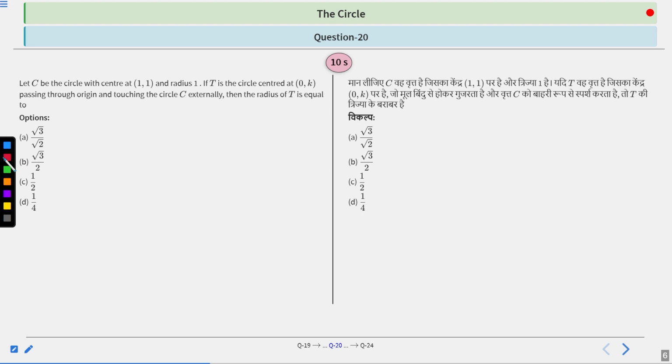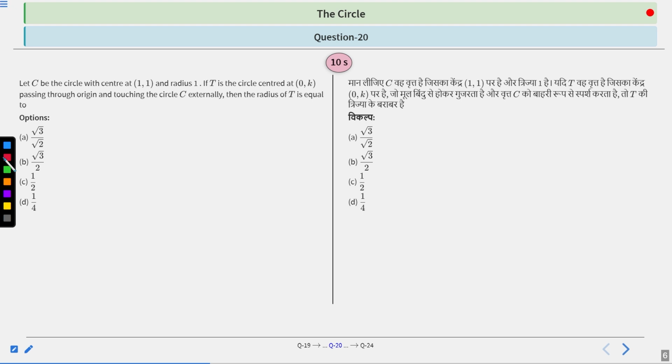So the hint of this question is the center of the circle. A circle C is given with center (1, 1) and radius 1. So we can easily find the equation of the circle. Now, T is another circle which has center (0, K) and which is passing through the origin. So we can easily find the radius by using the distance between (0, K) and the origin.